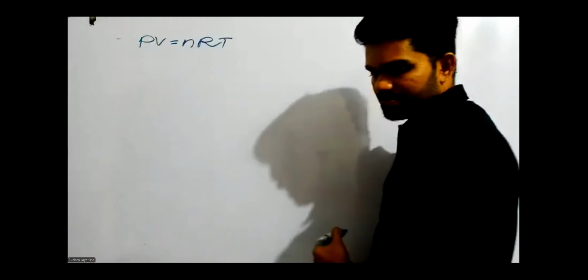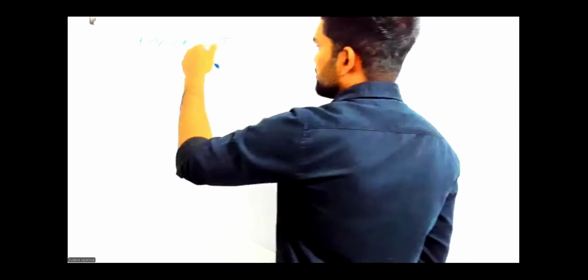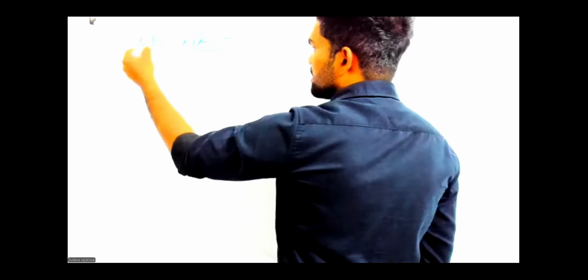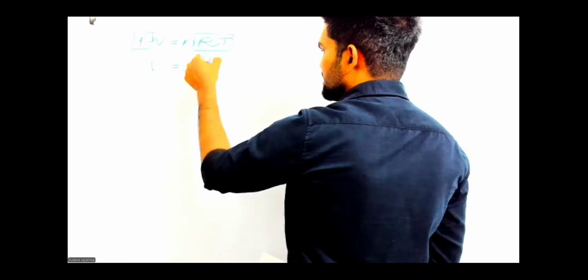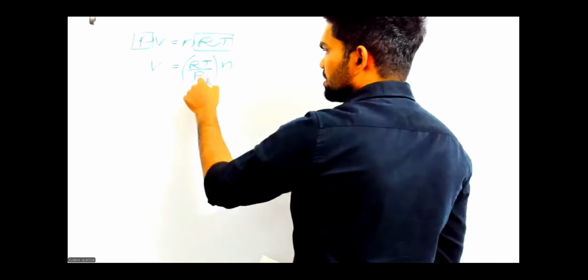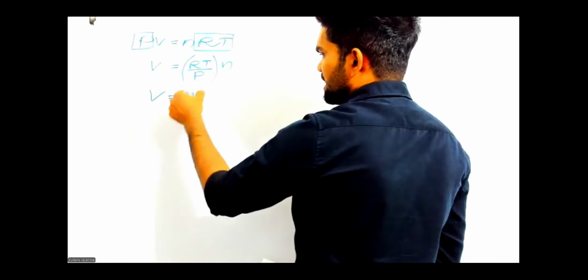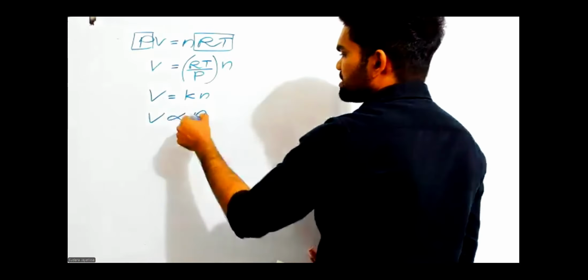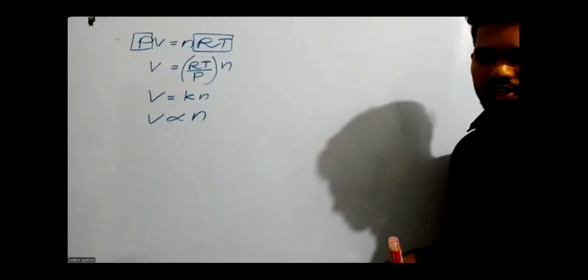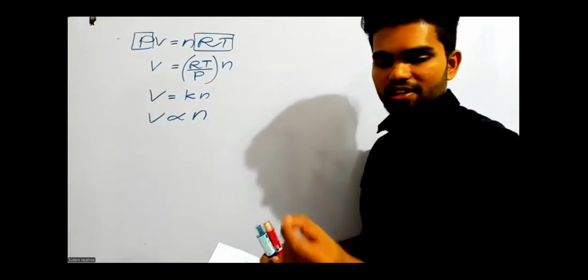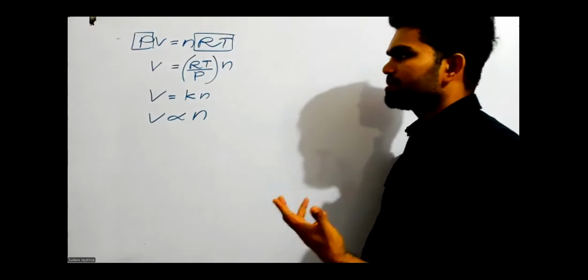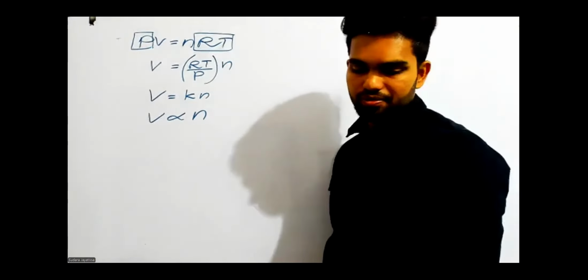This equation is there, which is the ideal gas equation. If the temperature is constant, R is anyway a constant, and if the pressure is constant, you can simply say PV equal RT over P times n. So this part is constant, or you can say V equal Kn, or you can say volume is directly proportional to moles. Understood? So all these expressions show you the relationship between volume and moles. So any of them should be acceptable for our answer.